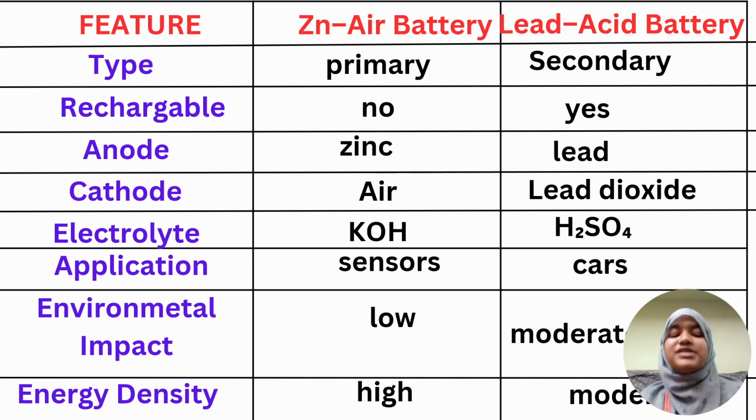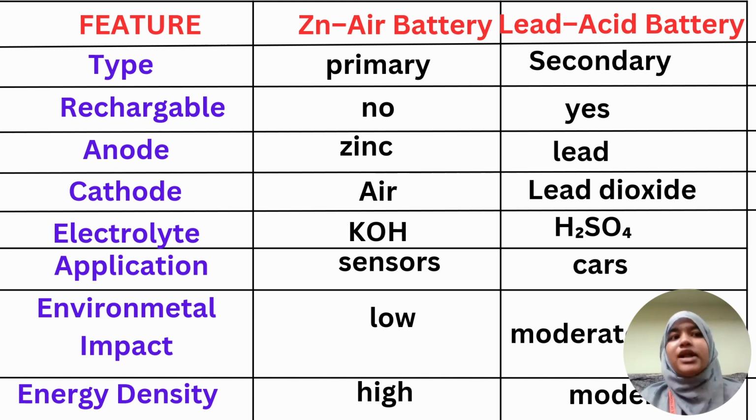Now, we will see the differences between the zinc air battery and the lead acid battery. Here, the zinc air battery is a primary and the lead acid is a secondary battery. We cannot recharge the zinc air battery, but we can recharge the lead acid battery. In the zinc air battery, the anode is zinc, the cathode is air, and the electrolyte is KOH. In the lead acid battery, the anode is lead, the cathode is lead dioxide, and the electrolyte is H2SO4. Zinc air battery applications are sensors; lead acid battery applications are cars.